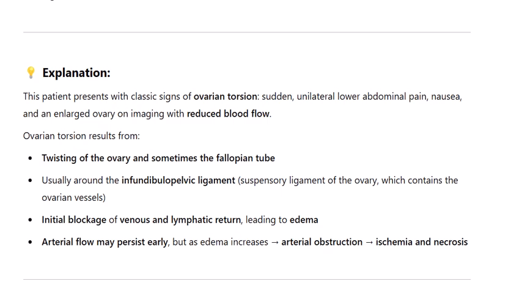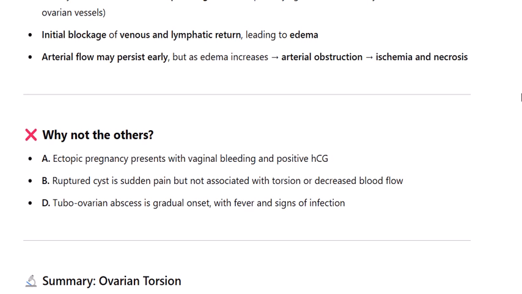Initial blockage of venous and lymphatic return leads to edema. Arterial flow may persist early, but as edema increases, arterial obstruction, ischemia, and necrosis follow. Why not the others? A. Ectopic pregnancy presents with vaginal bleeding and positive HCG. B. Ruptured cyst is sudden pain but not associated with torsion or decreased blood flow. D. Tubo-ovarian abscess is gradual onset with fever and signs of infection.